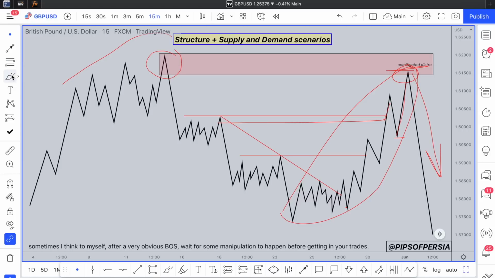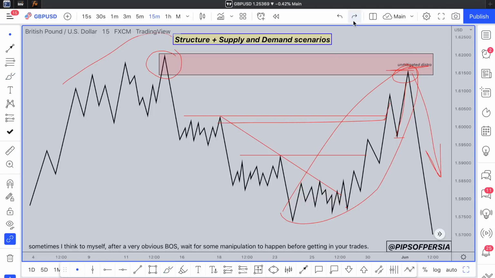So if I'm seeing a very typical break of structure that any retail trader, anyone with a little knowledge of market structure would be able to spot as well, I wouldn't trade that. I would wait for some type of manipulation to happen, whether it be equal highs, equal lows, trend lines, whatever, and then I'll get in the trade after that. So the analysis can change slightly, but the majority of the time it will stop me from getting in stupid trades.